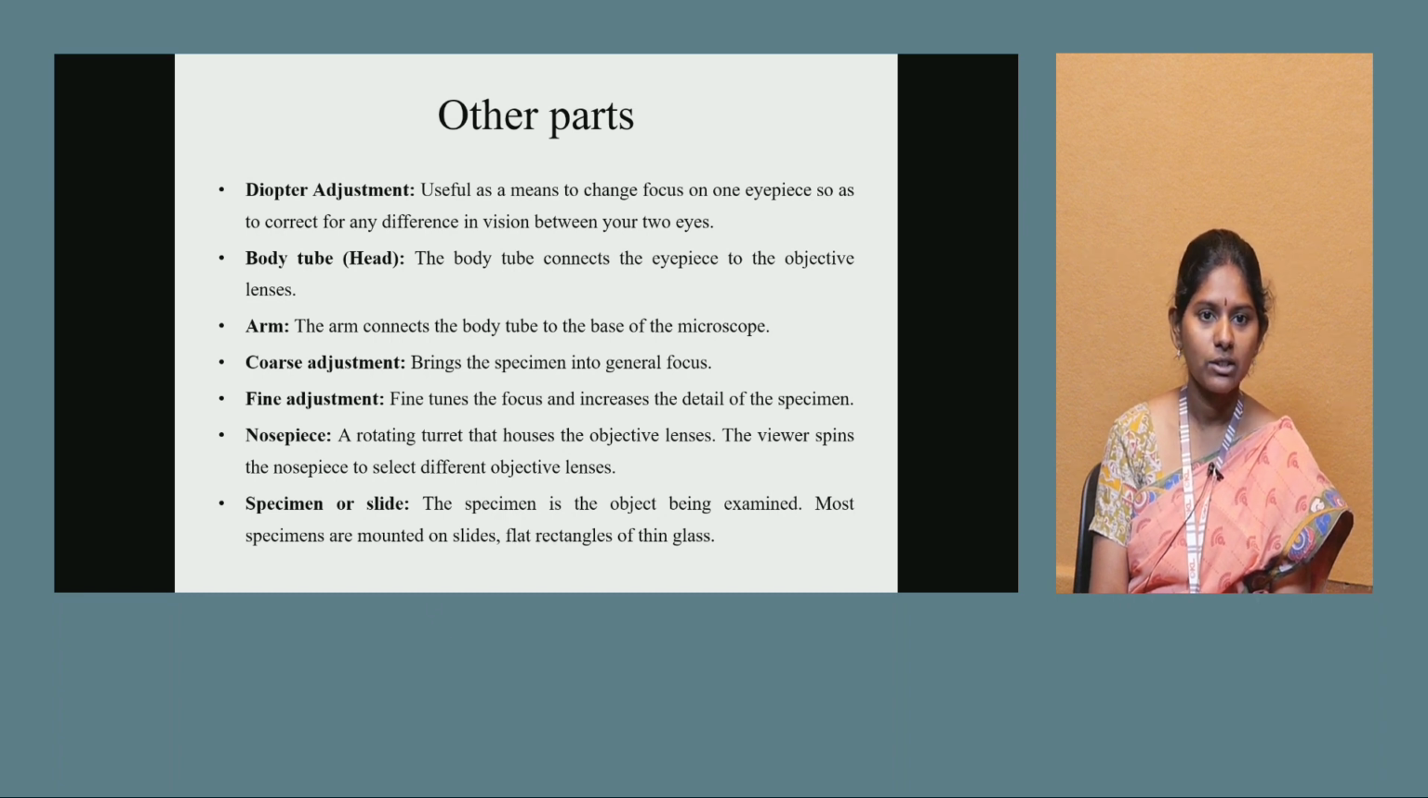The next one is for the adjustment of the brightness. Coarse adjustment brings a specimen into general focus. Fine adjustment tunes the focus and increases the detail of the specimen. Nose piece, a rotating turret that houses the objective lenses. The viewer spins the nose piece to select different objective lenses.